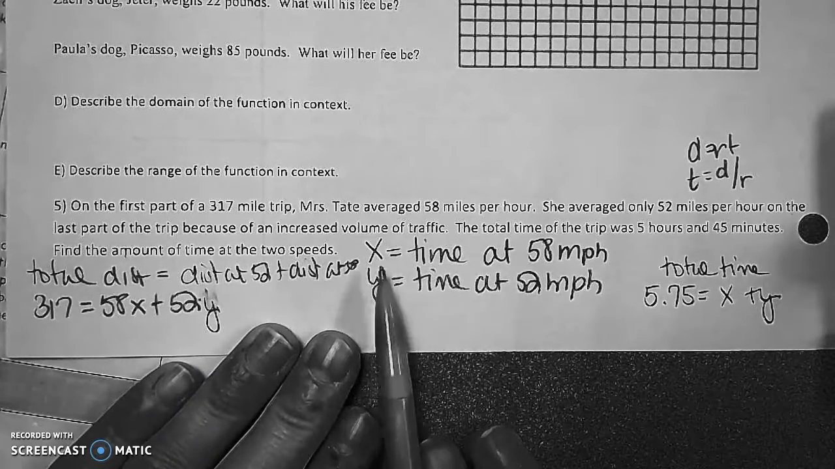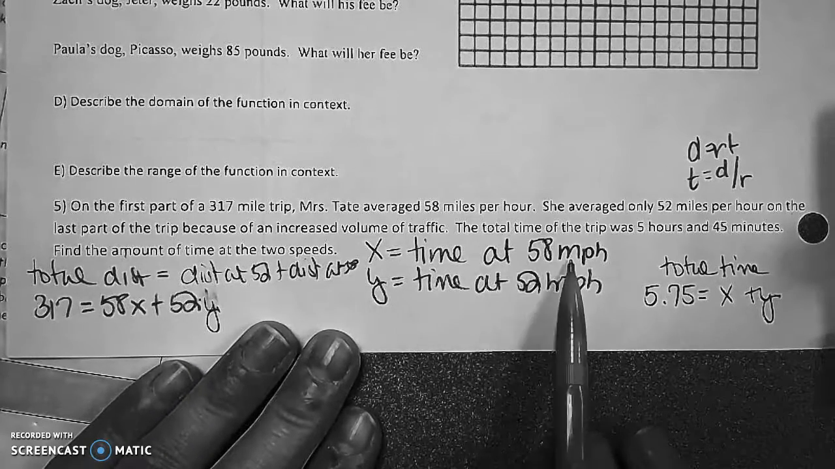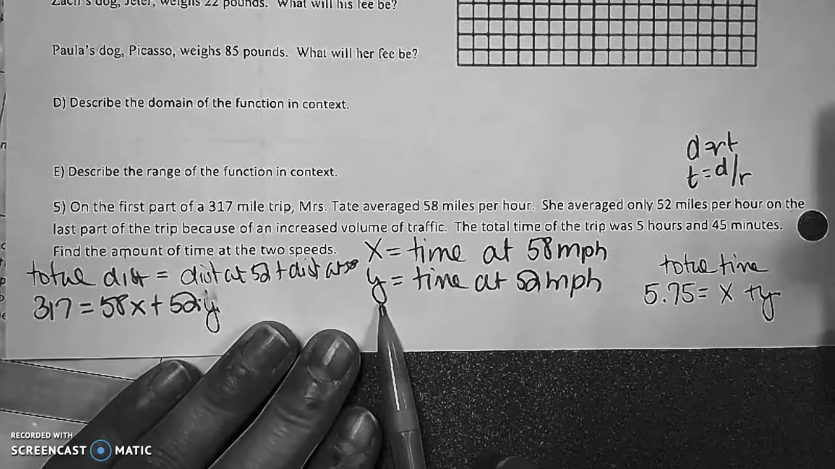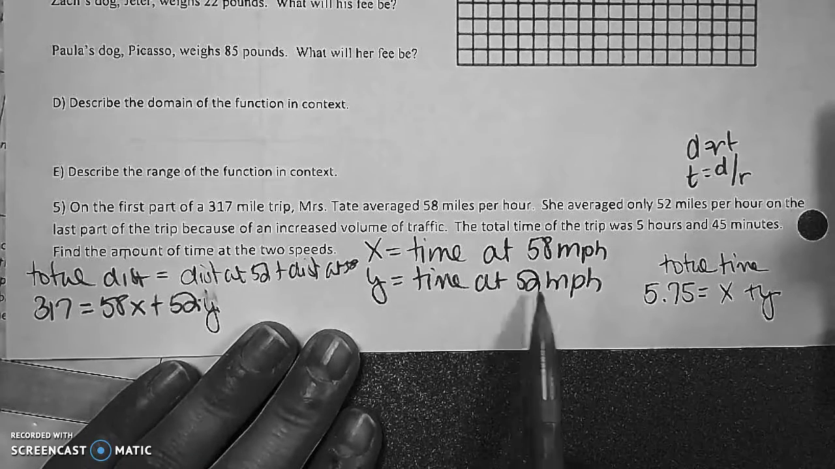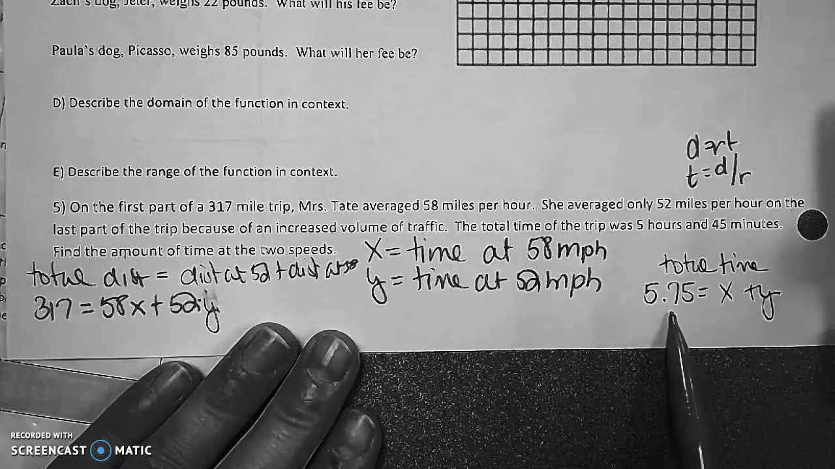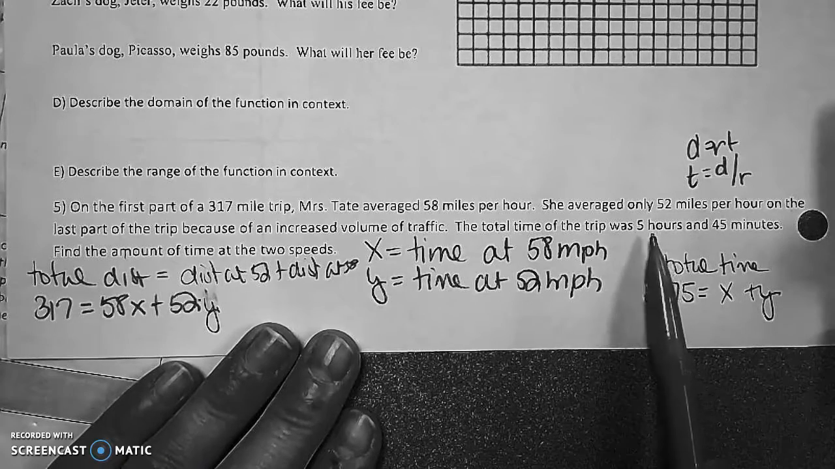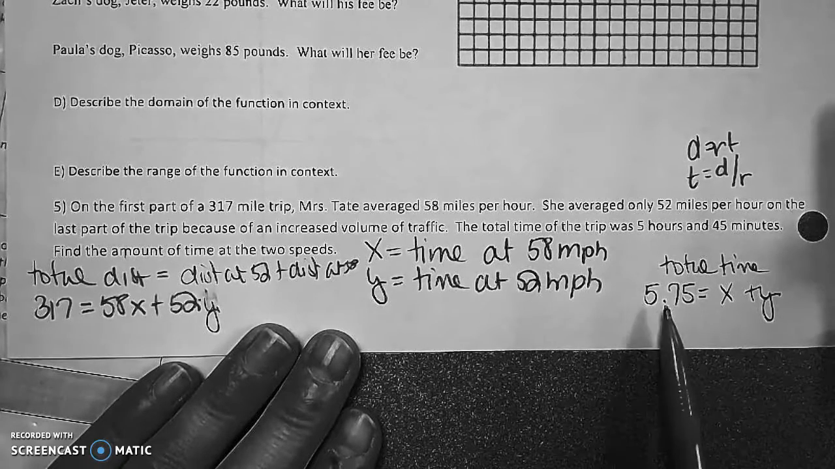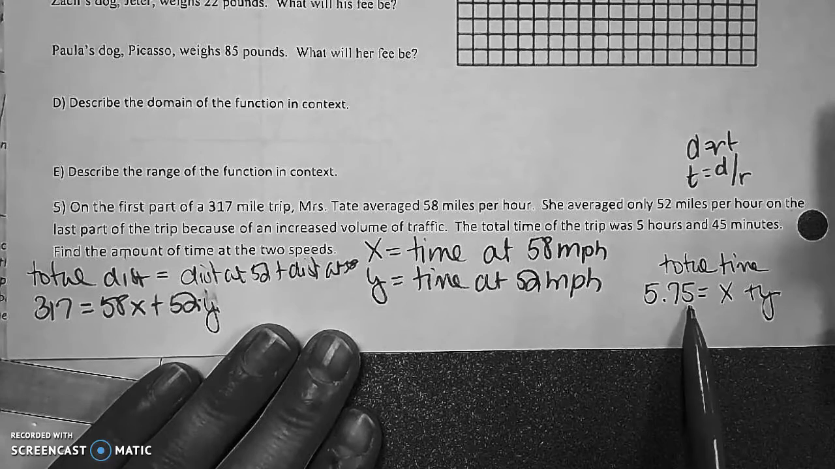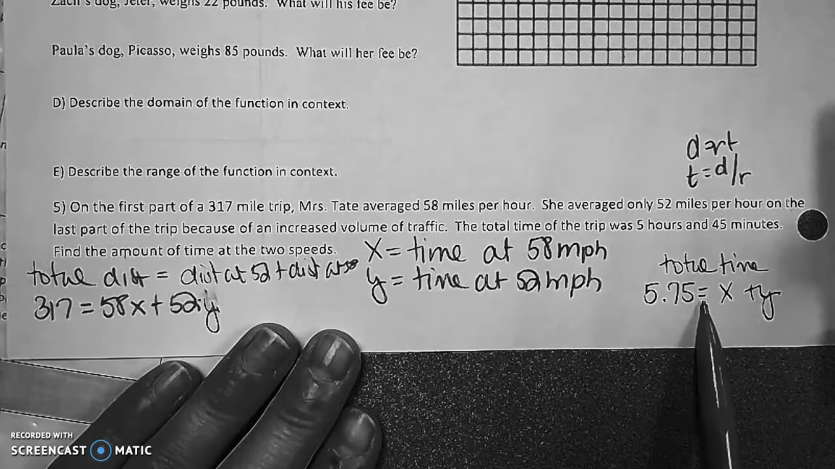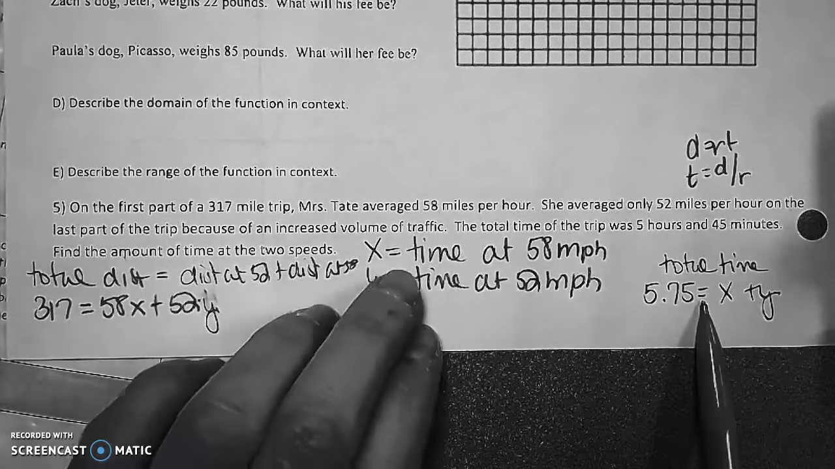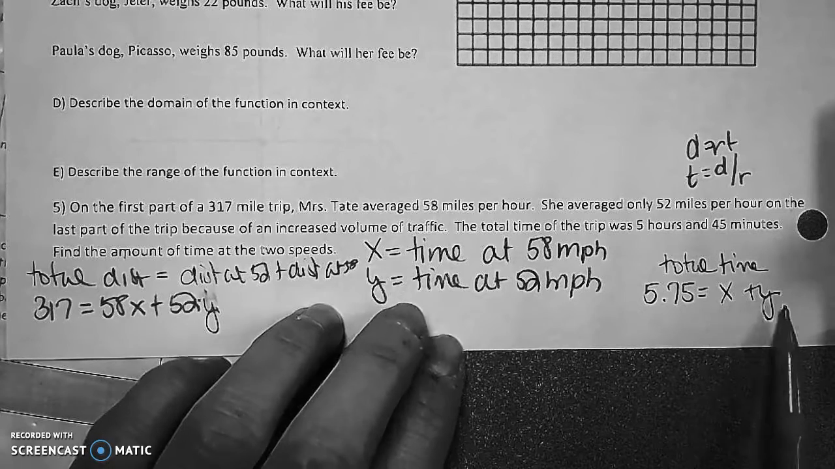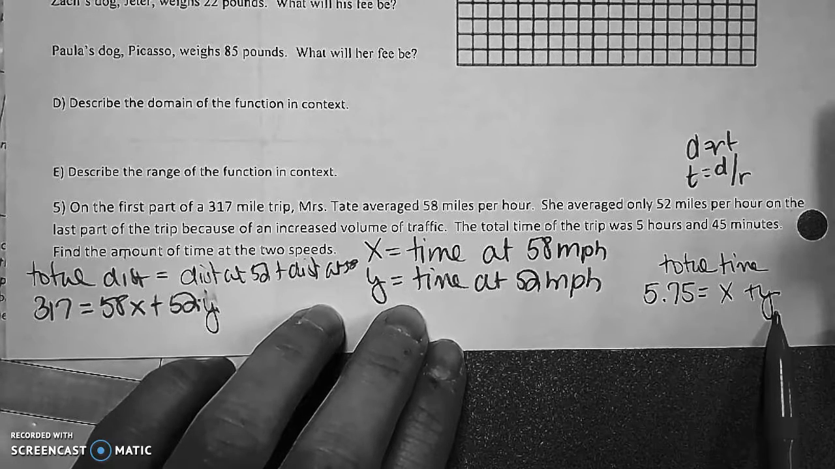So I let X be the time at 58 miles per hour. And I let Y be the time at 52 miles per hour. Well, one of the things I know is the total time. I know the total time was 5 hours and 45 minutes, so I converted that to just hours, which is 5.75. And the way that I would get that total time is I would take the time I spent at 58 miles per hour and add the time that was spent at 52 miles per hour.